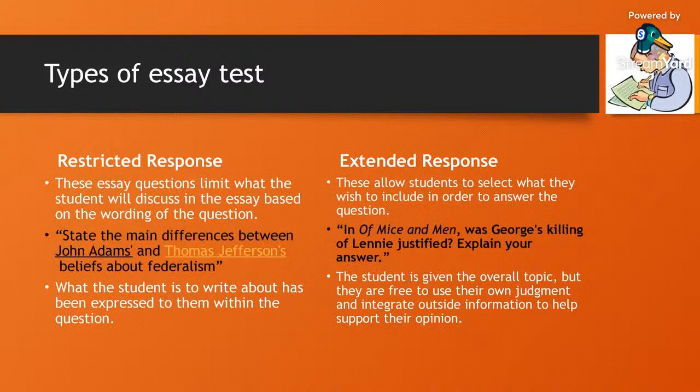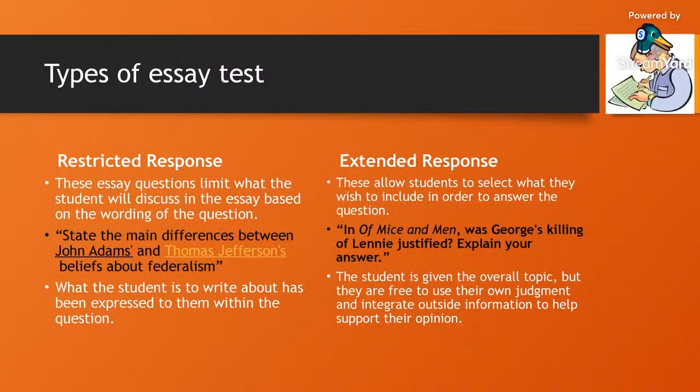take a look at the two types of essay tests. Okay, one is the restricted response, and the other is the extended response. When we talk about restricted response, these essay questions limit what the students will discuss in the essay based on the wording of the question. Okay, I'll give you an example which I have lifted from the internet. This example is an example of a restricted response essay question. Okay, state the main difference between John Adams and Thomas Jefferson's beliefs about federalism.